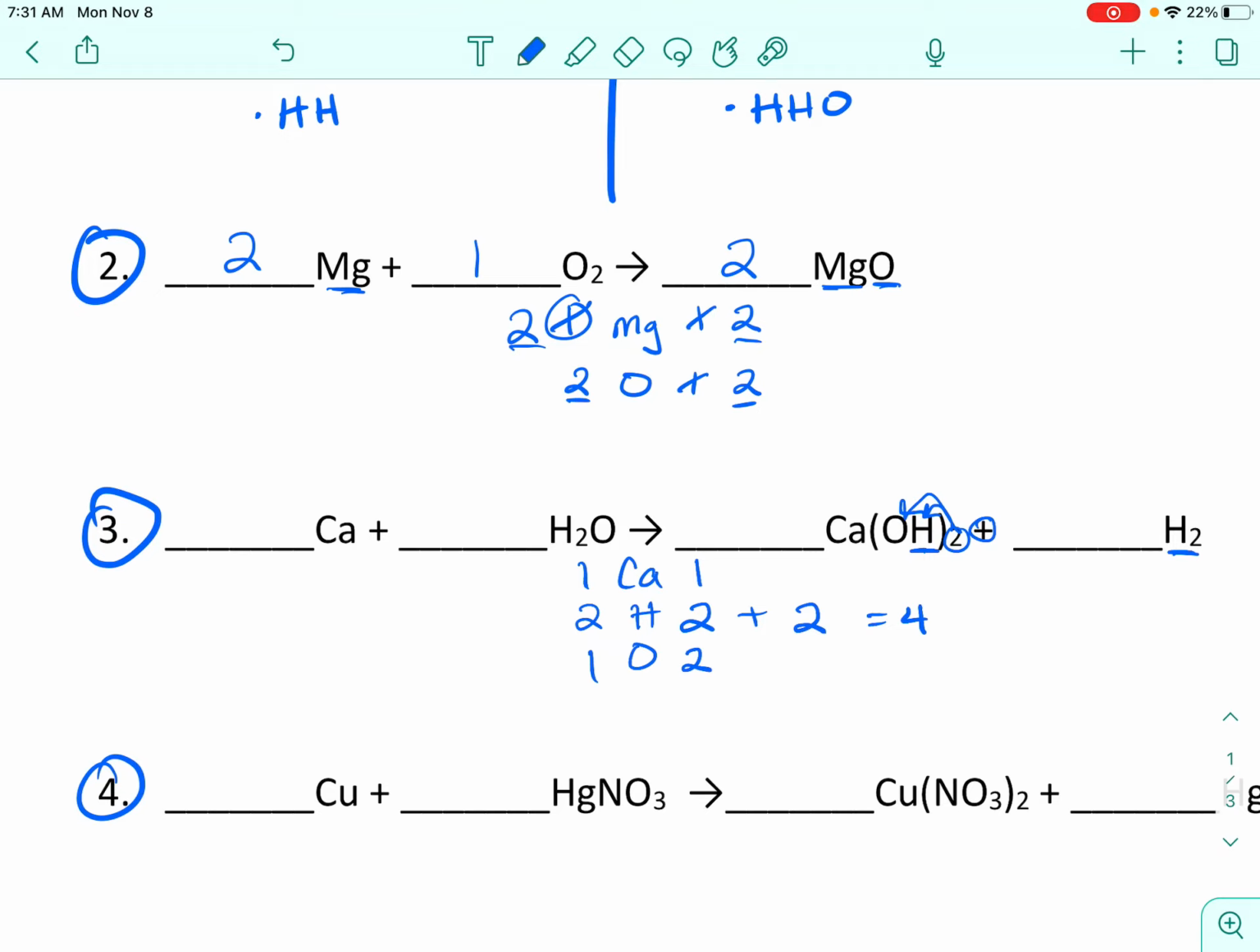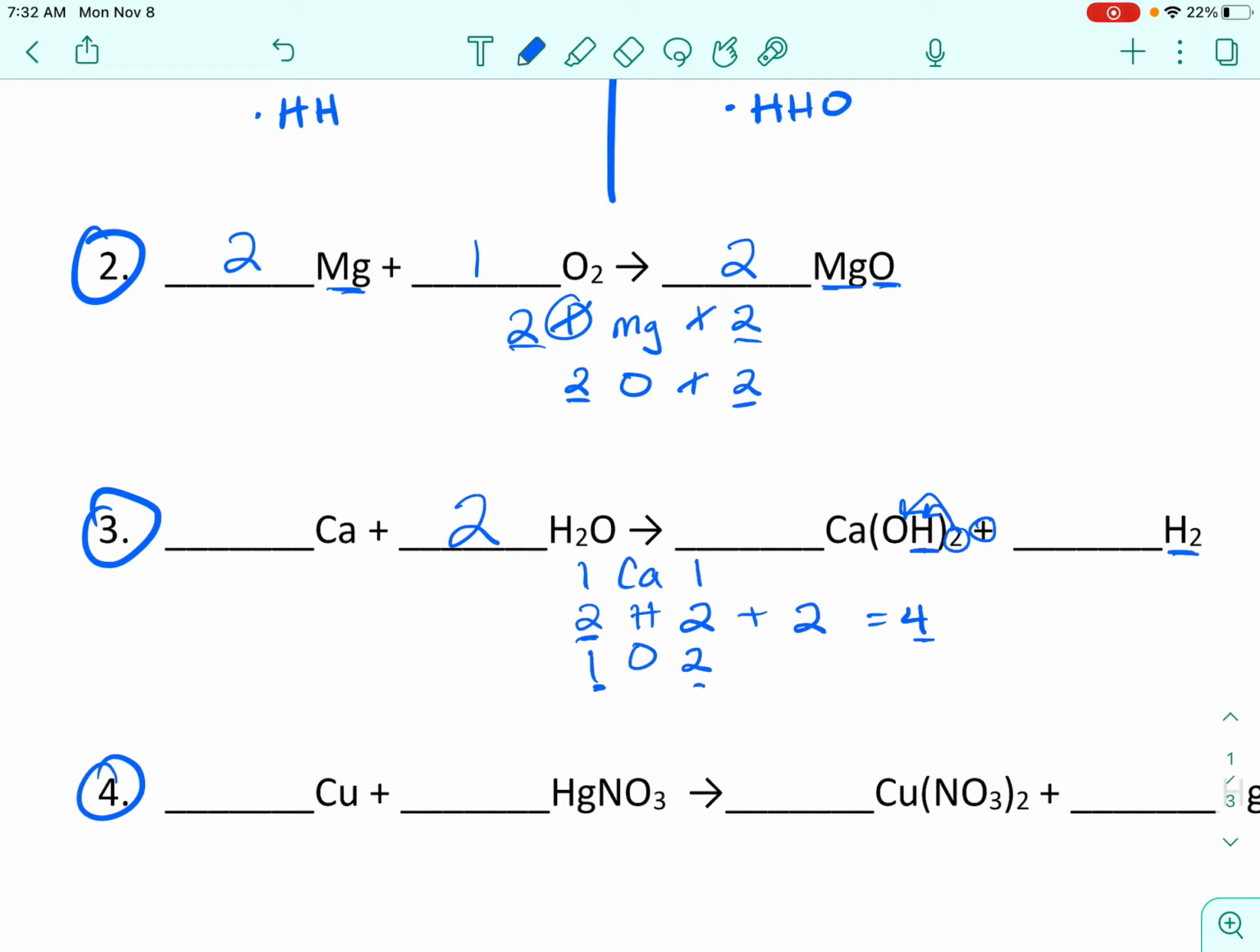Okay, so you can see that the hydrogen is not balanced, so there's 2 and there's 4, and the oxygen is not balanced, there's 1 and there's 2. Now, because hydrogen is in 2 different places, we'll worry about that last. Let's do the oxygen first. So I need to multiply whatever is in oxygen by 2 on the reactant side. So that's going to be water. So I'm going to multiply water by 2.